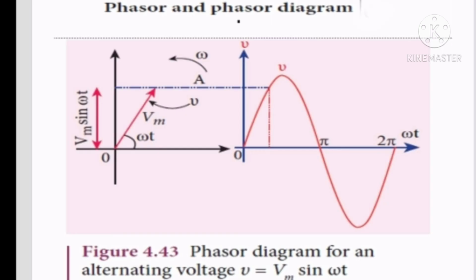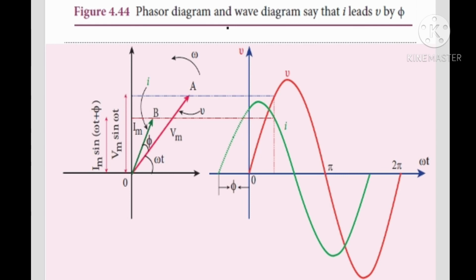Here is the picture which represents the phasor diagram for an alternating voltage. Here is the phasor diagram and wave diagram for alternating current I and the alternating voltage V. Here the red line denotes the alternating voltage V and the green line denotes the alternating current I. And this is the diagram which represents the current leads the voltage by the angle phi.